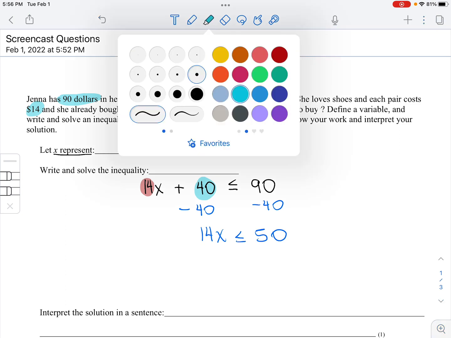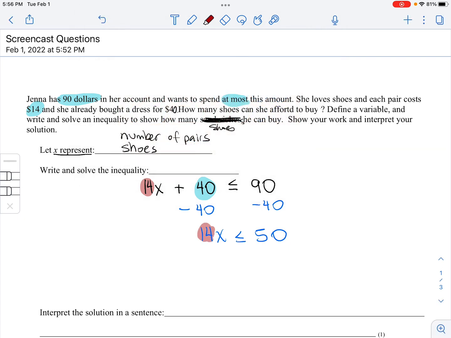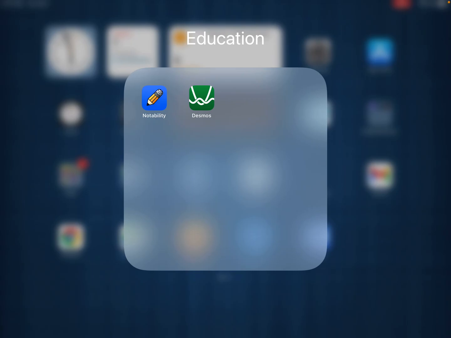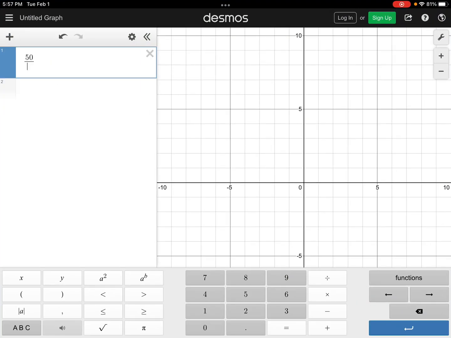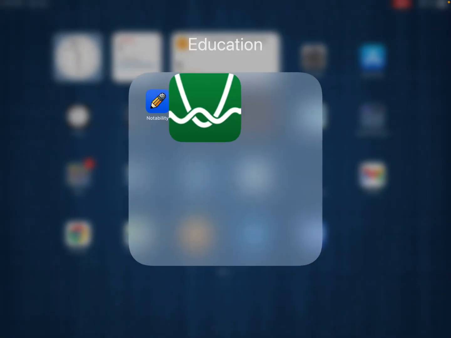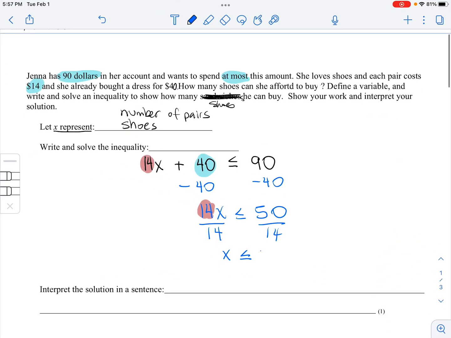Same kind of thing. What's X with? How are they connected, and how do we undo it? So the 14 is connected by multiplication, which we undo by division. Since we're dividing by a positive number, the symbol stays the same. 14 divided by 14 is 1, which I don't need to write, though you can if you'd like. Then I just have to figure out what 50 divided by 14 is, and I'm just going to show this in Desmos. So 50 divided by 14 is 3.57. I'm just going to round to 3.57, and that is what your solution is.